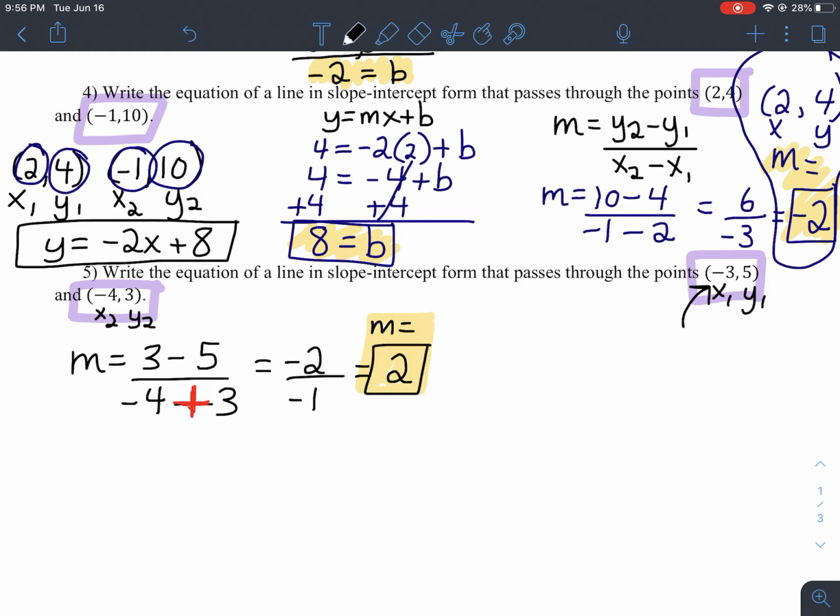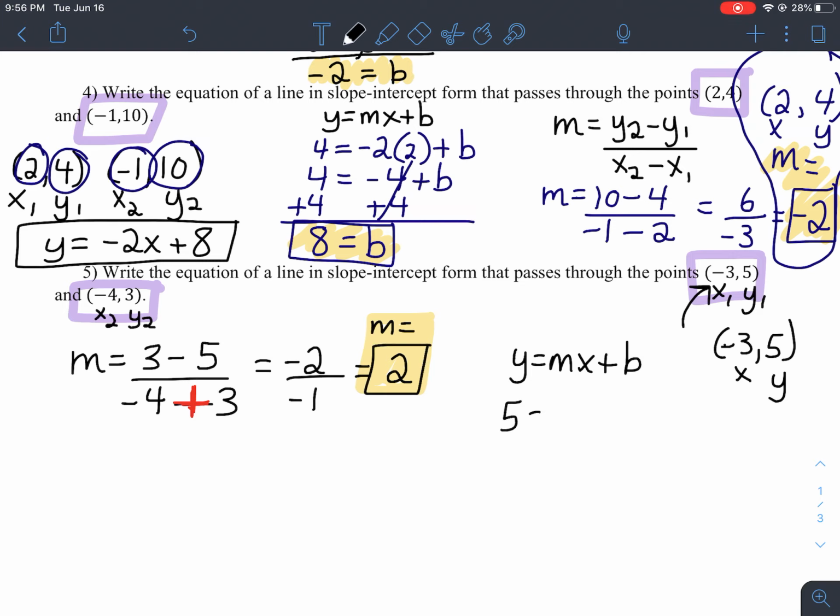Okay, so now we have our slope, and what we need to find next is our y-intercept. Well, to find our y-intercept, we use our formula, y equals mx plus b, and pick whichever point you like better. In this case, it seems like they both have a negative, so it doesn't really matter which one you choose. I'm just going to pick the first one, -3, 5. And remember, it goes x, y.